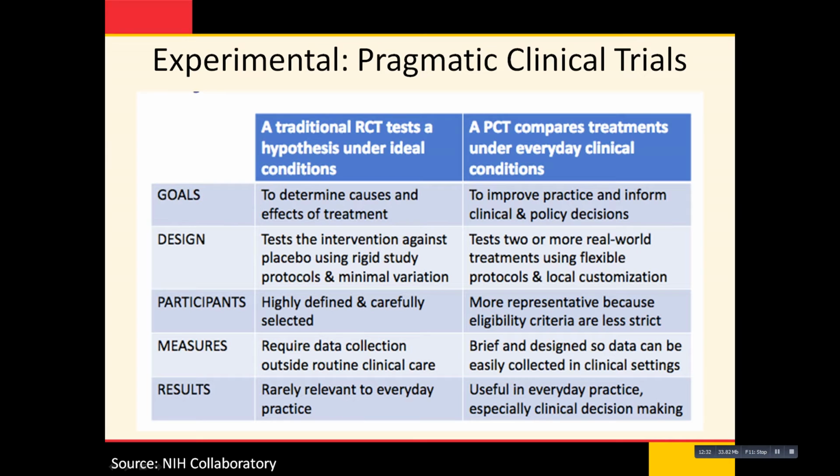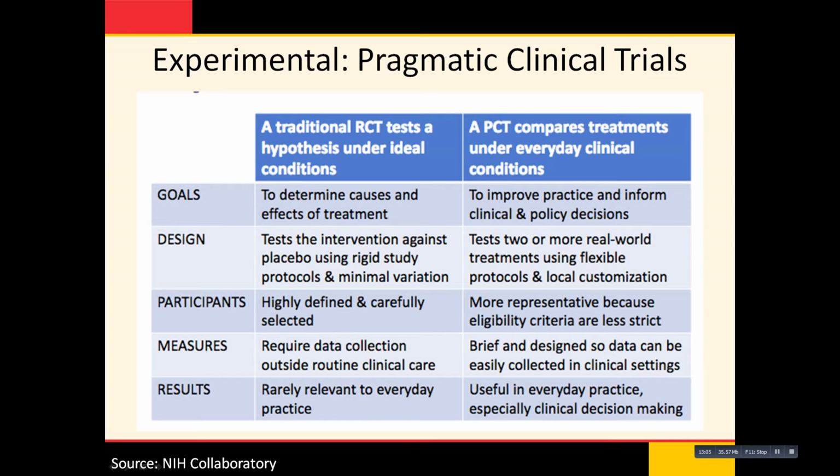There's oftentimes strict inclusion and exclusion criteria. Participants, because of that, are a very homogeneous group. There's measures that we collect, and they may not be typical of what we would collect in routine care. And the difference here is that a pragmatic clinical trial tries to mimic more conditions that are more real world. And so the benefit of a pragmatic clinical trial is maybe greater generalizability of the data.